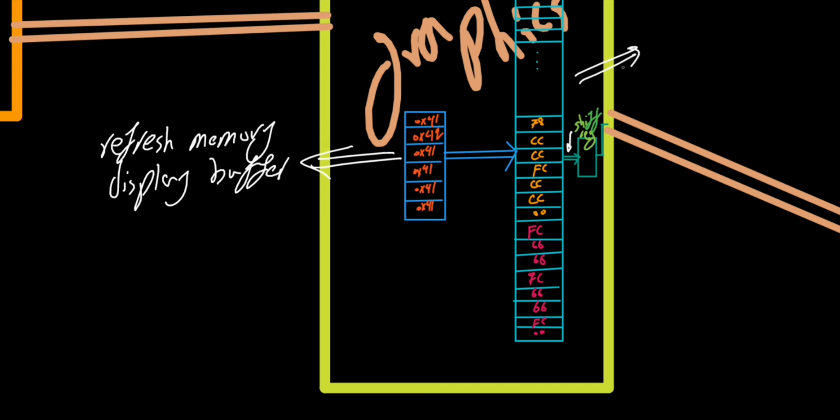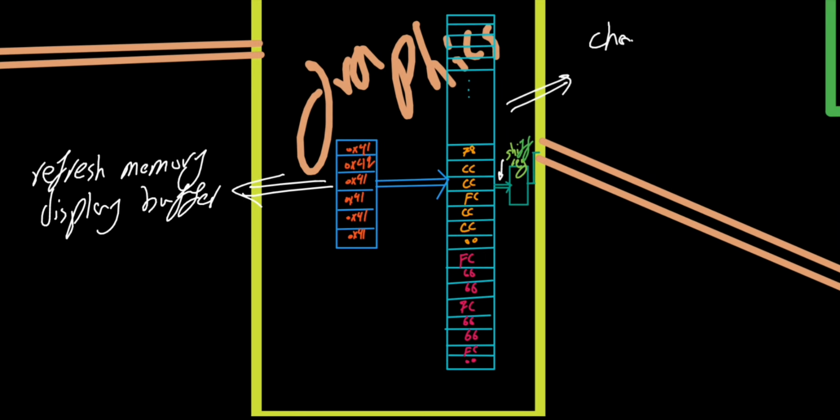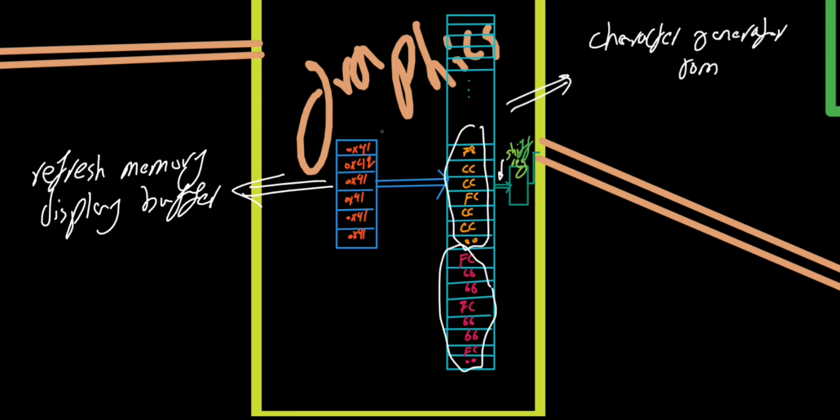And this ROM, we might call it the character generator ROM, as it generates characters. And you already know that each character is mapped or encoded using 8 bytes. These 8 bytes would be for the A, and these 8 bytes are for the B. The position of each character is specified in the RAM.